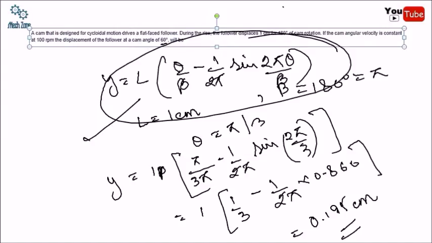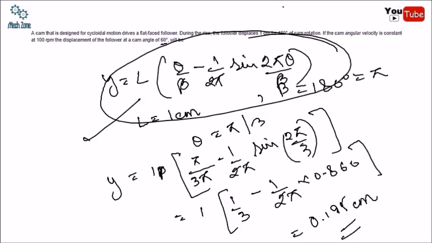So this is also a question which is directly formula based. We have to just remember the formula, L into theta by beta minus 1 upon 2 pi sine 2 pi theta upon beta. So यहाँ से हमारा answer आ गया 0.195 centimeter. Now let us do the next question which has been given.